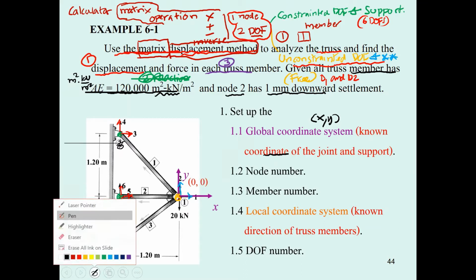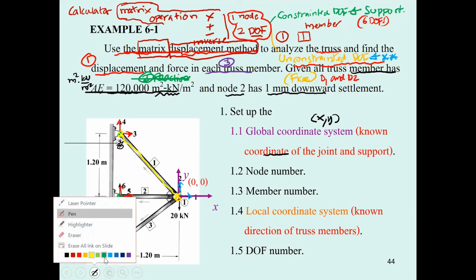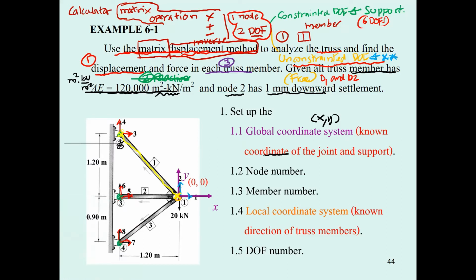By inputting this into the computer, you mark node number 1 and then drag your mouse until you reach your second point, and this is going to be node number 2. Then the computer will acknowledge that you put this one as member number 1, with the local coordinate in this direction. So this is going to be the near end and this is going to be the far end of member number 1.